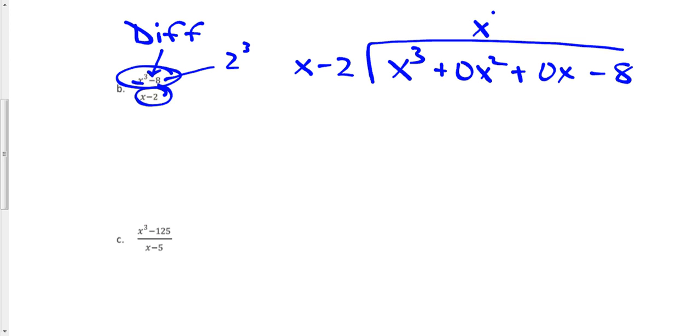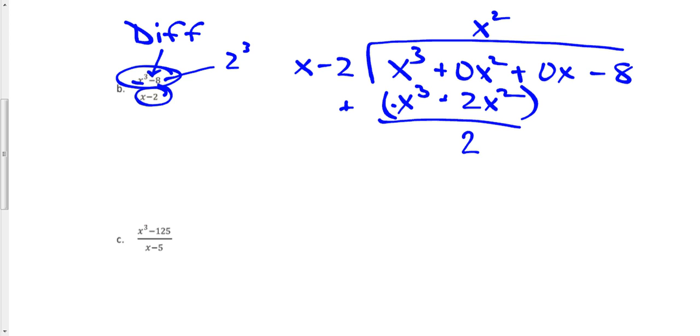Okay, x squared, because x goes into x cubed x squared times. Multiply that through, I get x cubed minus 2x squared. I am subtracting that, right? Everybody got their packets out. There you go. Distribute the negative. And I get 2x squared in the positive, yes?